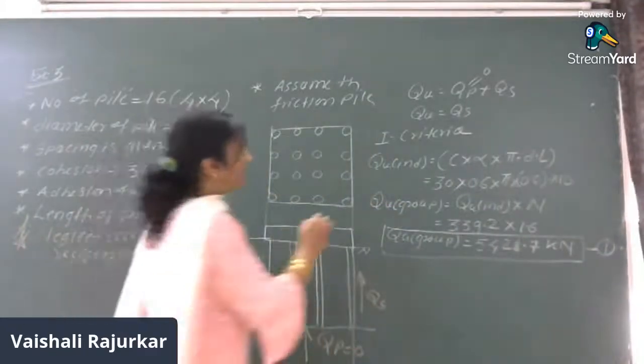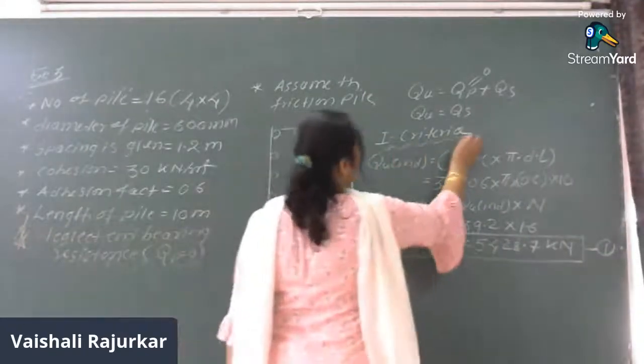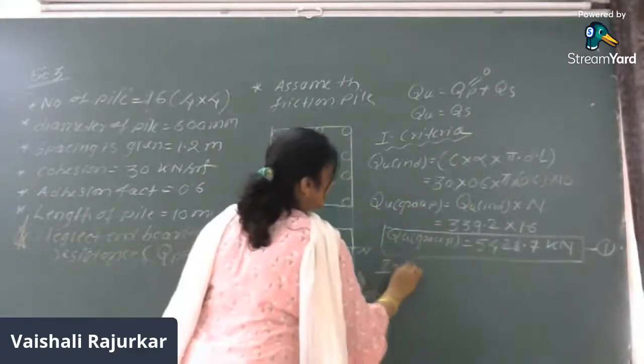So this is the load carrying capacity of the pile by the first criteria. In the second criteria, we are considering the whole as a group, and therefore here this is criteria 1, this is criteria 2.